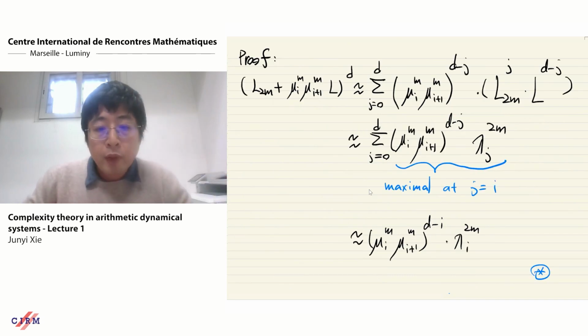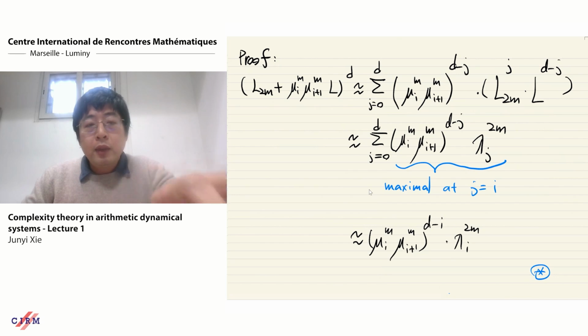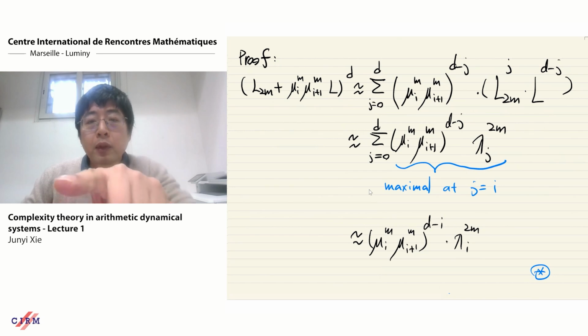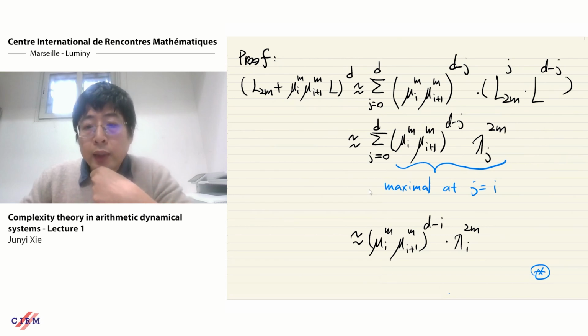And the proof is not so difficult. You just use this Schur inequality. So you first compute the intersection number L_{2m} plus mu_i m mu_{i+1} m L^d, and you use our computation of this mixed degree. You can see that the left hand side is almost equal to the sum on the right hand side. So it's a sum of mu_i m mu_{i+1} m to the d minus j times this intersection number, L_{2m}^j times L^{d-j}. And the last intersection number is almost the dynamical degree, so it's lambda_j of 2m.